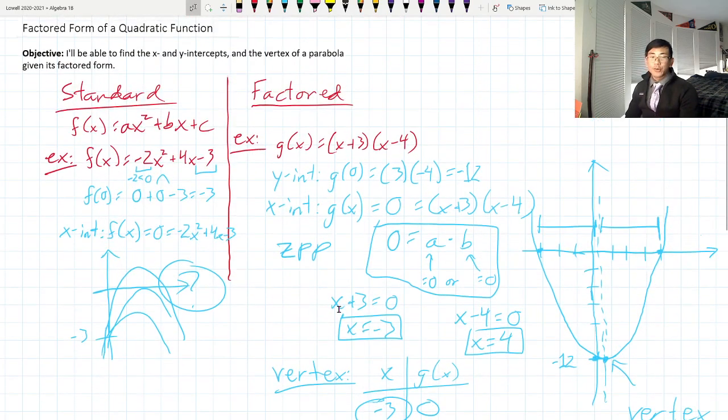Okay? The only question now is that if I'm given the equation in standard form, how do I get it into its factored form? And that's where we're going next.